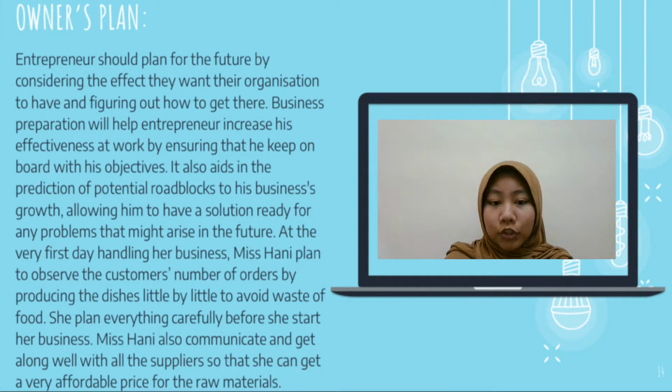Next, entrepreneurs should plan for the future by considering the effect they want their organization to have and figuring out how to get there. Miss Honey, on the very first day of handling her business, observed the customers' number of orders by producing the dishes little by little to avoid waste of food. She planned everything carefully before she started her business. Miss Honey also communicates and gets along well with all the suppliers so that she can get a very affordable price for the raw materials.